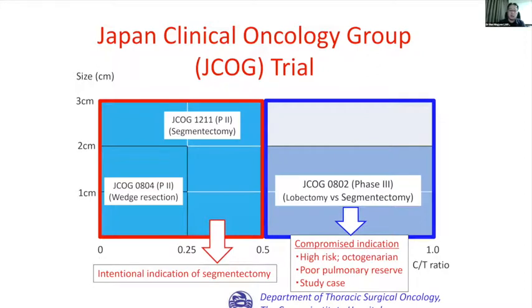Our intentional indication of segmentectomy is this red area. Basically, I indicate segmentectomy for non-invasive cases. And the compromise indication is here, which includes high-risk patients, including octogenarians and those with poor pulmonary reserve. This is our compromise indication. In these compromise indication cases, we adopt segmentectomy for invasive cases, so we need to do mediastinal lymph node dissection.